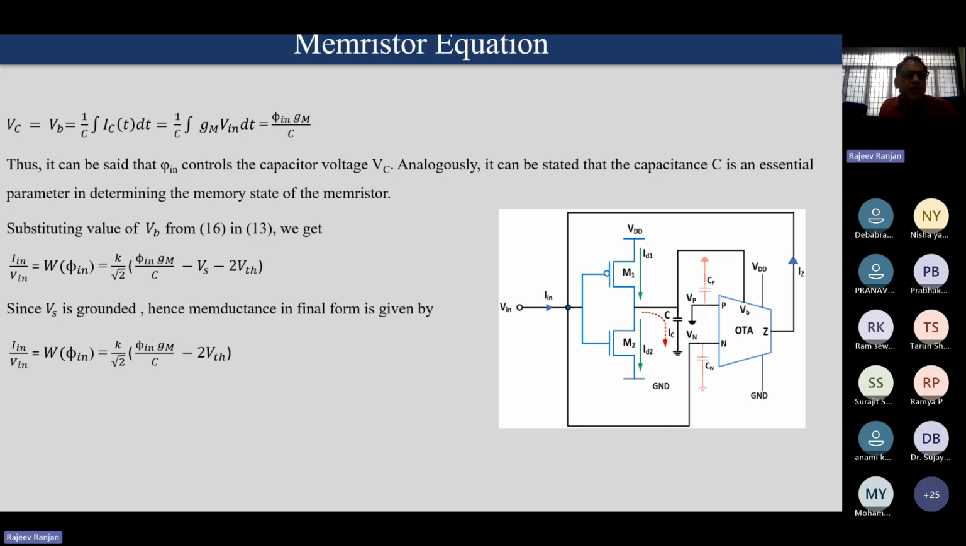Substituting VB from equation 16 in 13, we will get this. Memductance In upon Vin equals K upon the square root of (phi upon GmC minus VS minus VTH). Since VS is ground, the memductance is finally given as In upon Vin equals W of phi equals K upon the square root of (phi upon GmC minus 2 VTH). This is the final memductance equation. So here we understood how to calculate the memductance of this memristor circuit.